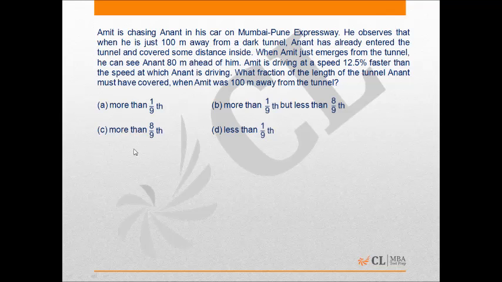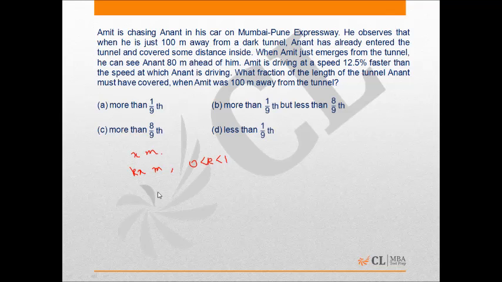Amit is driving at a speed 12.5% faster than the speed at which Anant is driving. What fraction of the length of the tunnel Anant must have covered when Amit was 100 meters away from the tunnel? Now, let us assume initially that the length of the tunnel was x meters. And when Amit was 100 meters away from the tunnel, Anant had already covered a distance of say kx meters inside the tunnel, where k is a fraction such that 0 is less than k is less than 1, because I know that Anant was inside the tunnel.